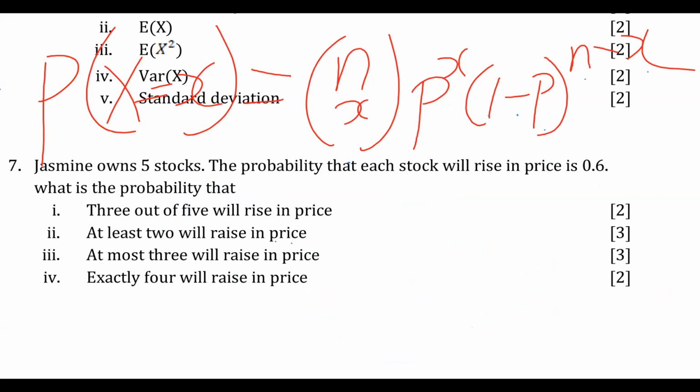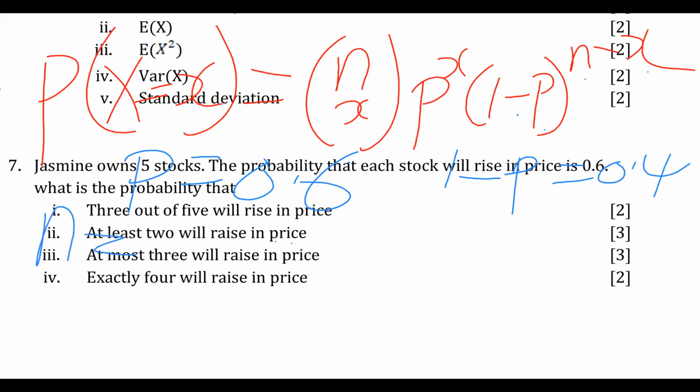We can go straight to our question. So our question is saying, Jasmine owns 5 stocks, right? So the total number of stocks is 5. The probability that each stock will rise in price is 0.6. So our P is 0.6, right? Then our 1 minus P will be 1 minus 0.6, which is 0.4. Then our N, the number of stocks that we have there, is 5.